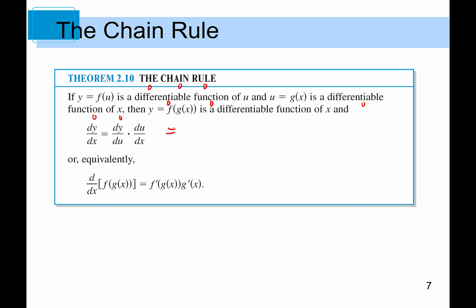The proof of this is very straightforward. You have dy over dx. You rewrite it and multiply by du over du. Du over du is 1. So you can rearrange it: dy over du times du over dx. That's how you prove the chain rule.